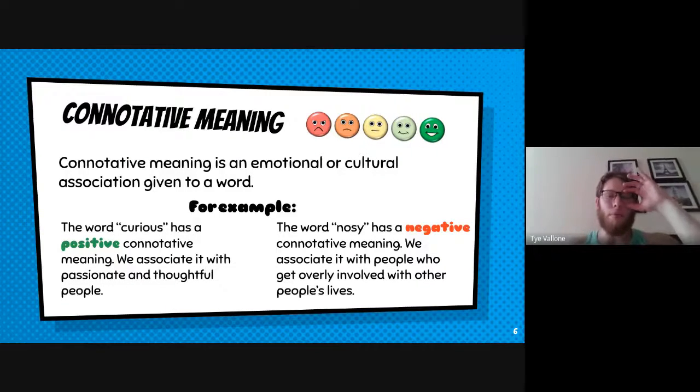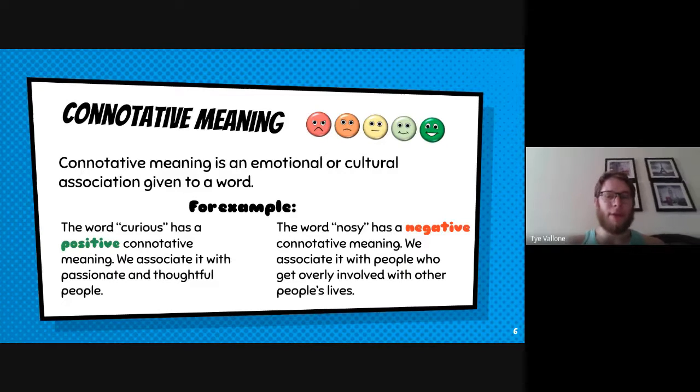Connotative meaning is an emotional or cultural association that we give to the word. Connotative meanings can be positive or negative. The word curious has a positive connotative meaning. We associate it with people who are passionate and thoughtful. Okay? The word nosy, on the other hand, has a negative connotative meaning. We associate it with people who get overly involved in other people's lives.